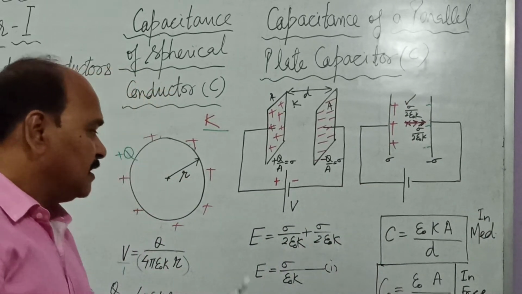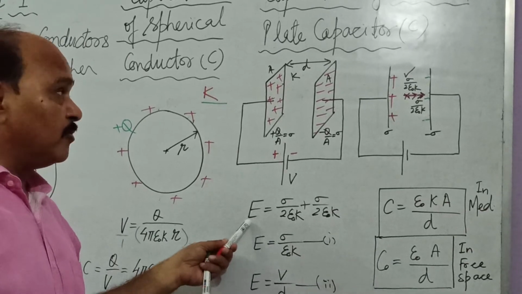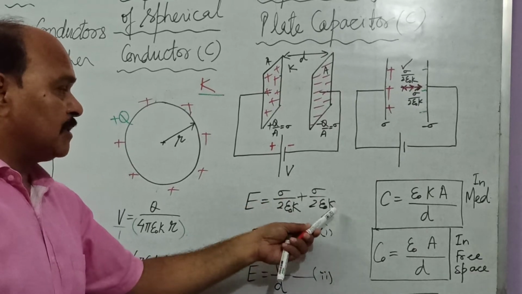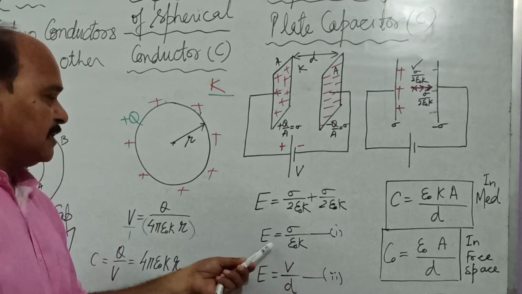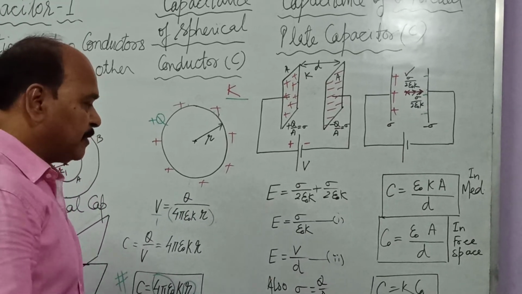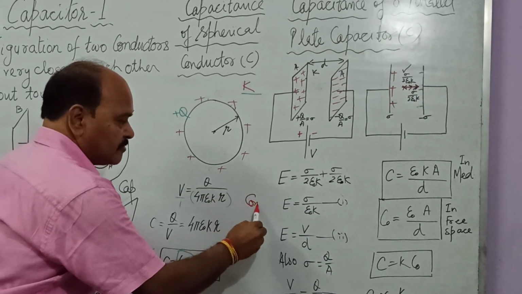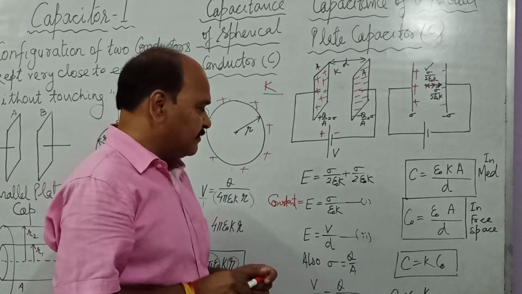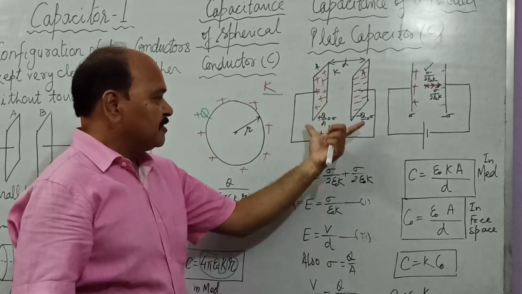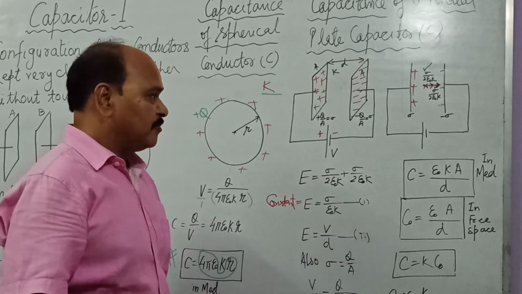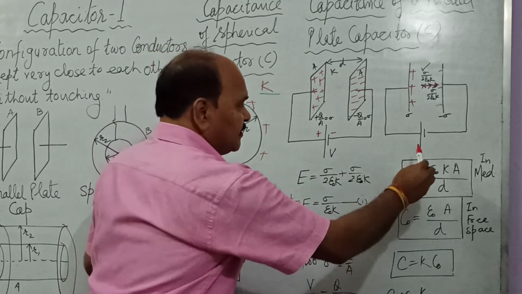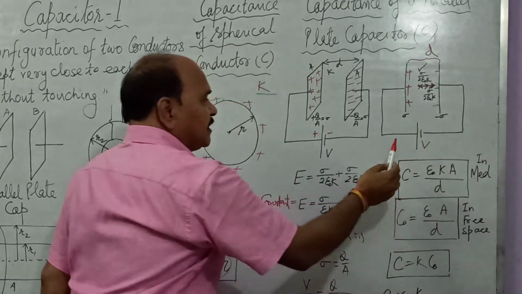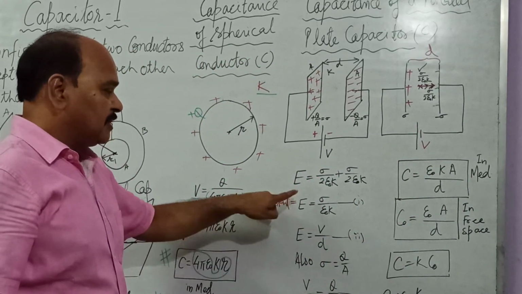Therefore, what is the net field? Net field is going to be the simple sum of both these electric field intensities. Sigma upon 2 epsilon naught K plus sigma upon 2 epsilon naught K. Well, we add it, we get E as sigma upon epsilon naught K. Remember, this electric field in between the two plates is constant. Now, when electric field is constant, this electric field can be written as potential difference between the plates upon distance between the plates. Potential difference between the plates is V, and distance between the plates is what? D. So V upon D is the constant value of electric field.